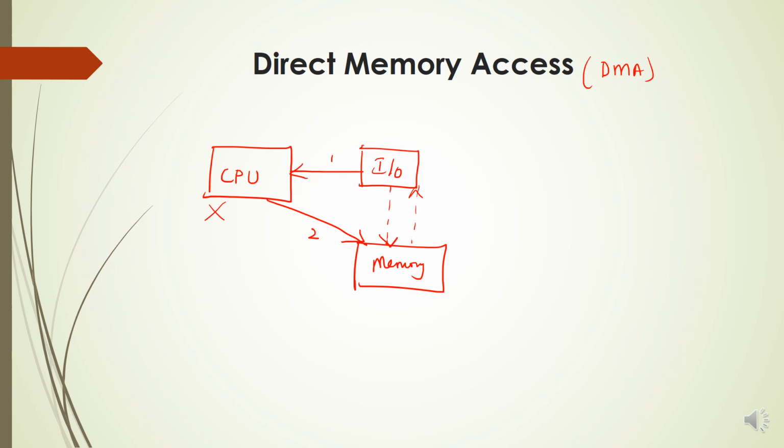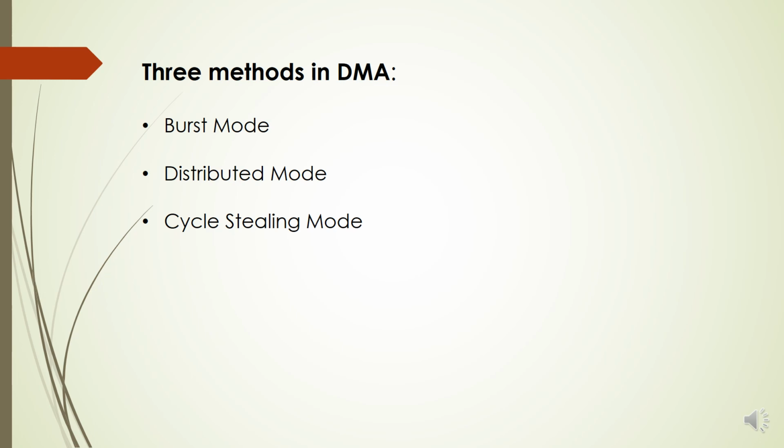So direct memory access involves a DMA controller to do such data transfers. At the outset we have to say that DMA does not involve the CPU in order to transfer the data. There are three methods in DMA.